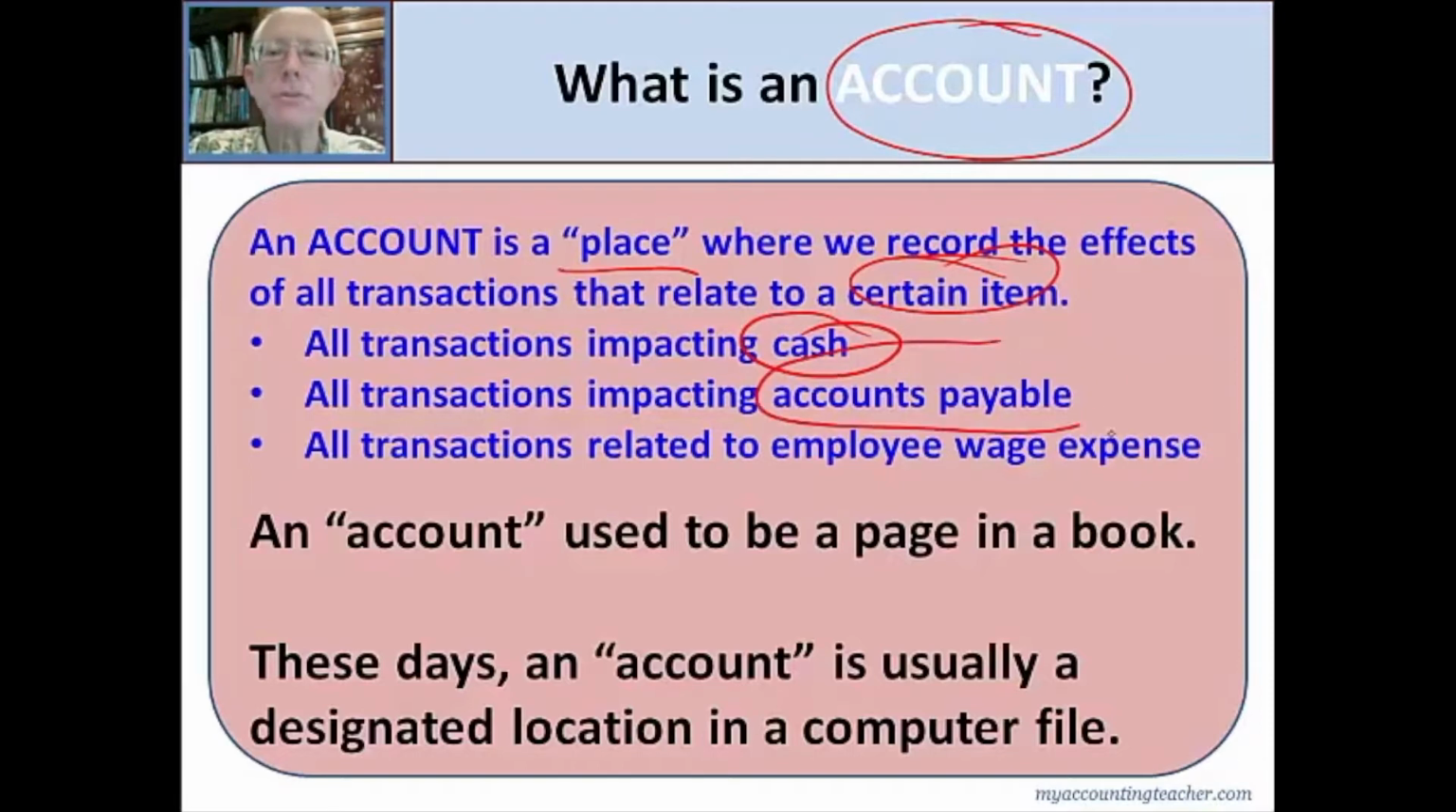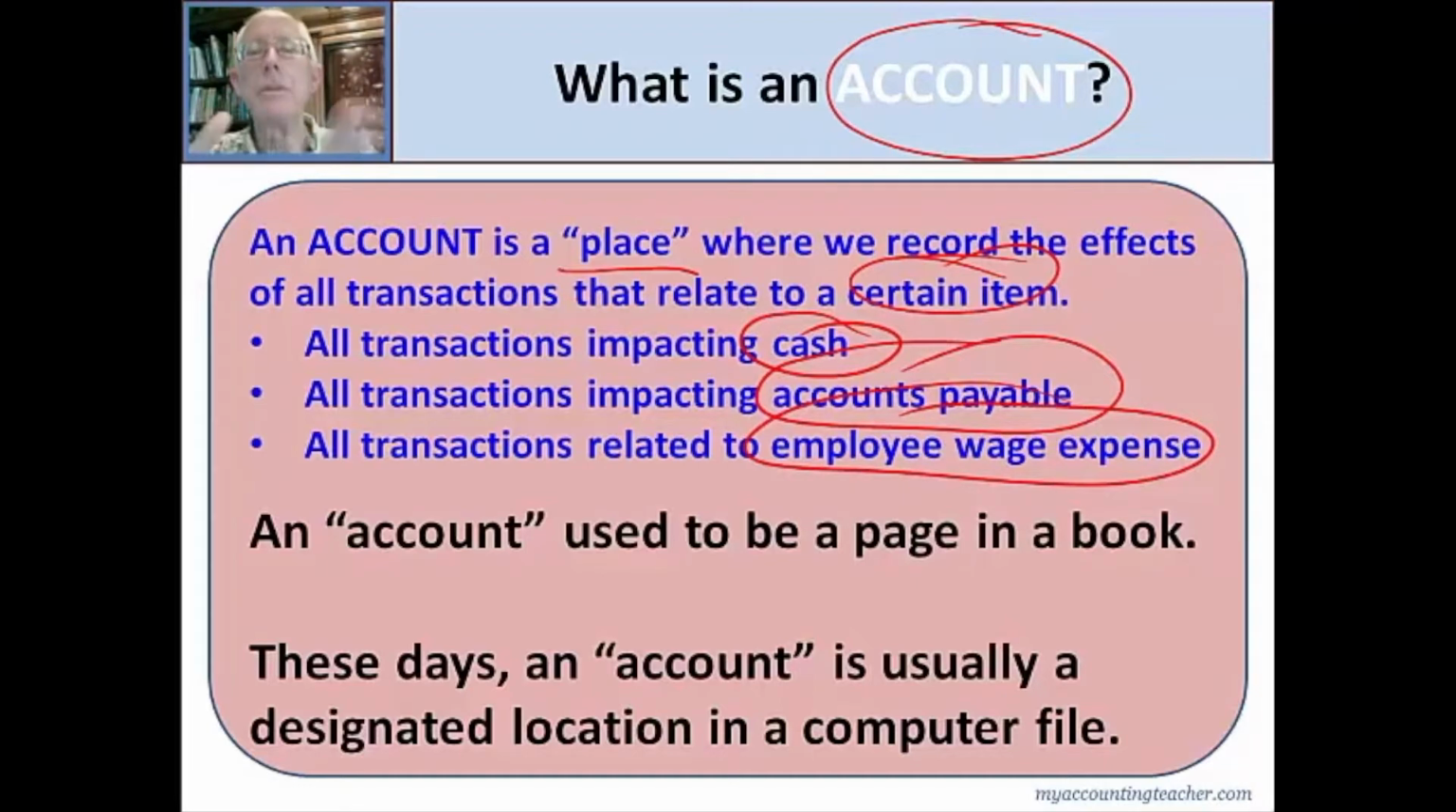We'll have an accounts payable account. We have an account or a tab with our suppliers. Everything that impacts that, so when we buy on credit, when we pay off some of our bills, we keep track of that in one place. We've got an employee wage expense account. We're going to organize and say, okay, everything that happens with respect to our employee wages, let's write that in one place, and we'll call that an account.